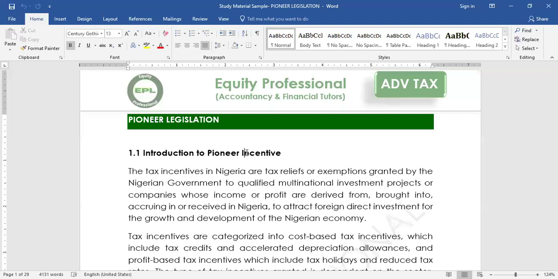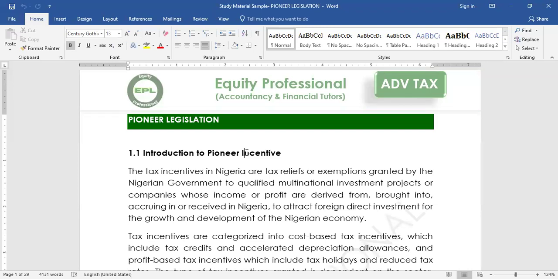What do we understand by pioneer incentive? Pioneer incentives are those reliefs and exemptions granted by the Nigerian government to a qualified multinational investment project or multinational companies, in which their profit or income brought into Nigeria or received in Nigeria will attract foreign direct investments for economic growth and development.